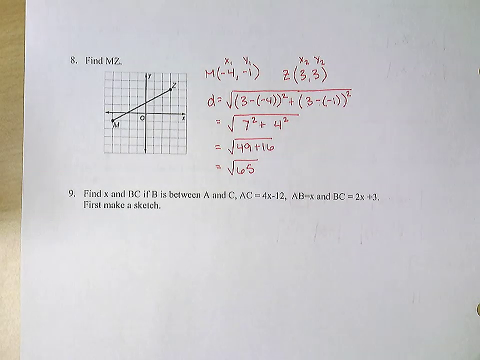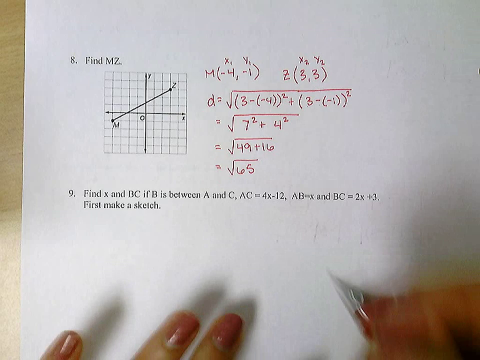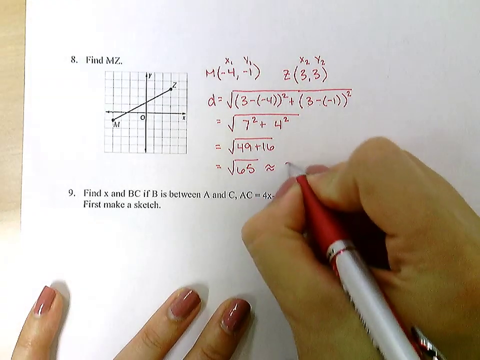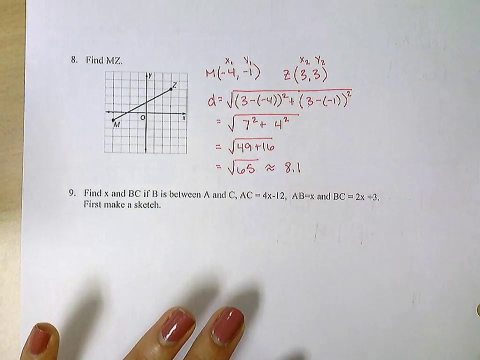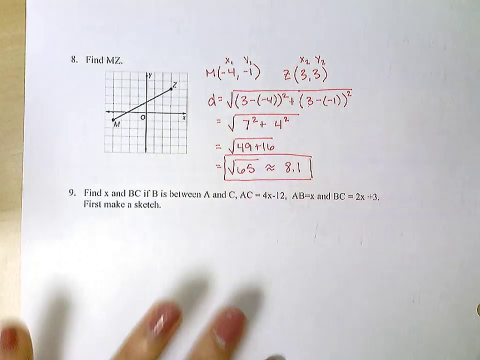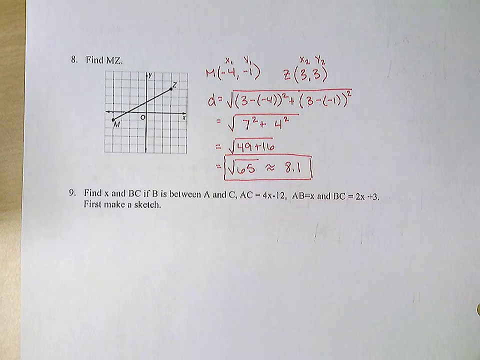And again, you can leave it as the square root of 65. This one does not simplify. I believe there's only one on your assignment that actually simplifies, if you remember how to do that. But this will be about 8.1. Okay, questions on your distance formula? Yep. Are we going to have to memorize it? No. Good question.